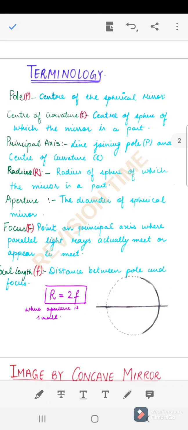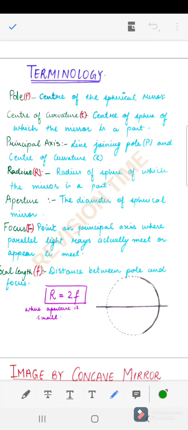Now we need to remember some terms. First is the pole. What is a pole? It is the center of the spherical mirror. So this is the mirror here. What is the center here? This, and this will be P. That is the pole. Center of curvature: it is the center of the sphere. This is the sphere, and what is the center? Here. This is C, the center of curvature.